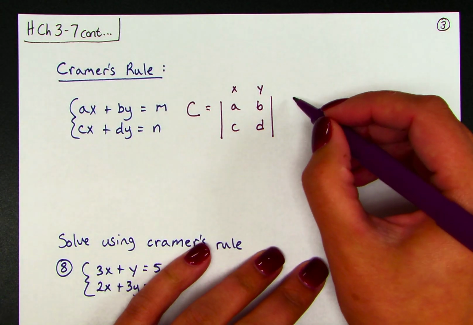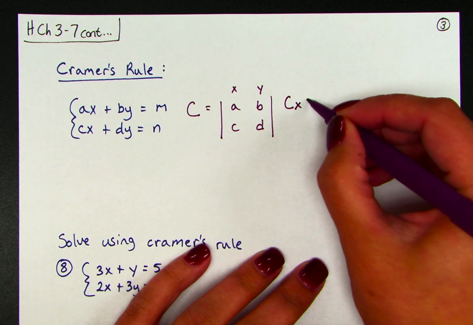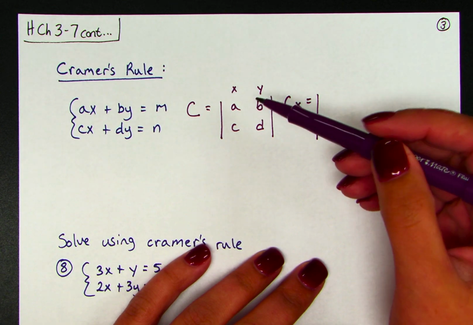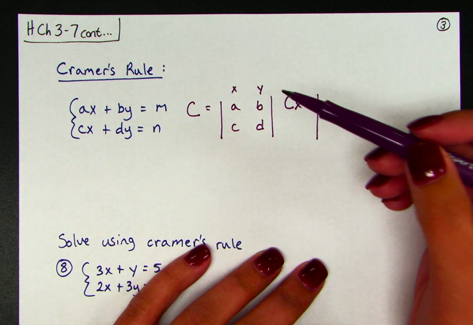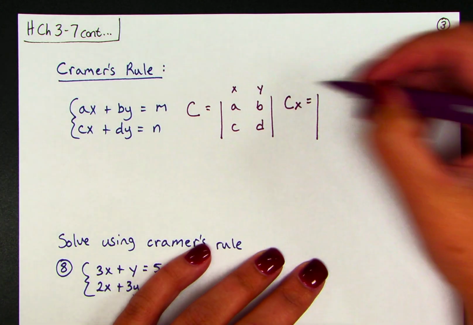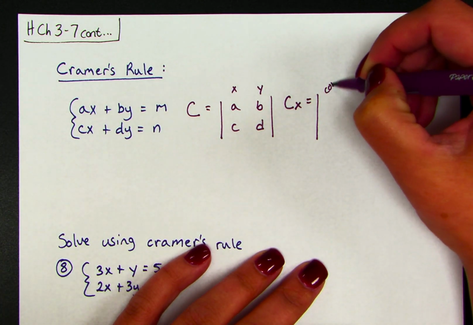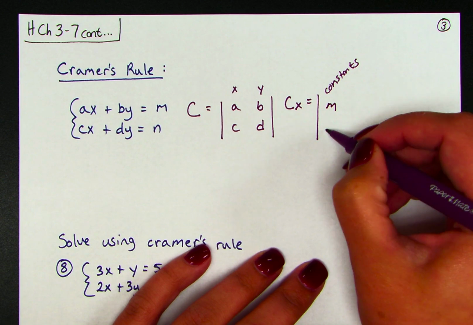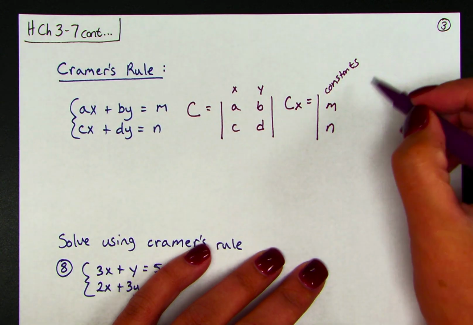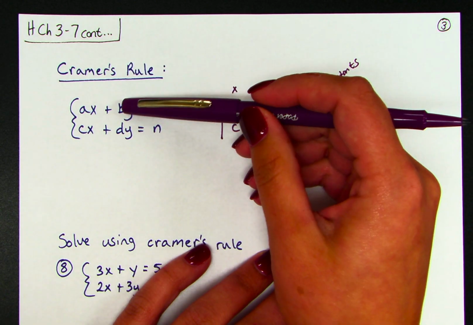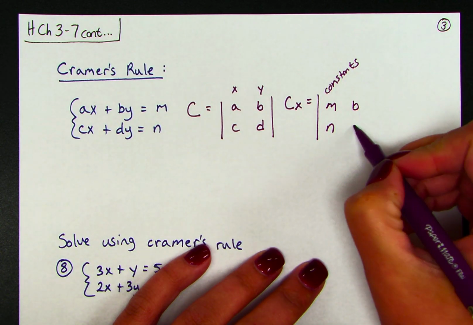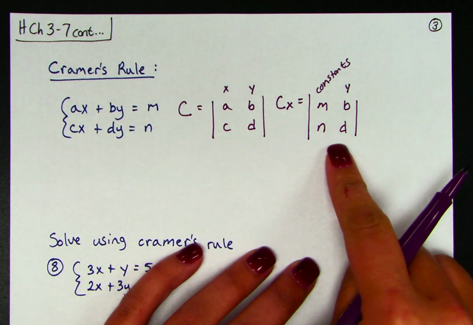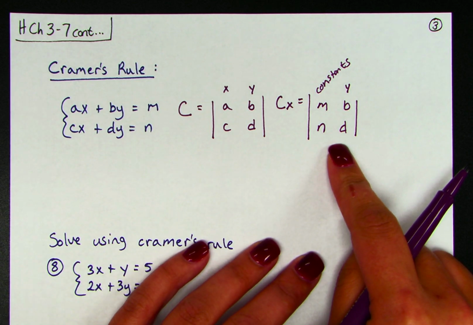Our next matrix is going to be the Cx matrix. So what that means is we are going to replace the x column with the constants. Okay, so now instead of writing x's here, I'm going to replace it with what the equations are equal to. So this will be m and n, and then my y column is going to be the same. So I'm still going to use the b and the d. Again, those were the coefficients in front of y. So this one is going to help us figure out our x variable.